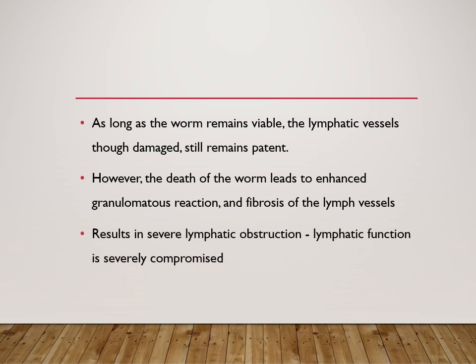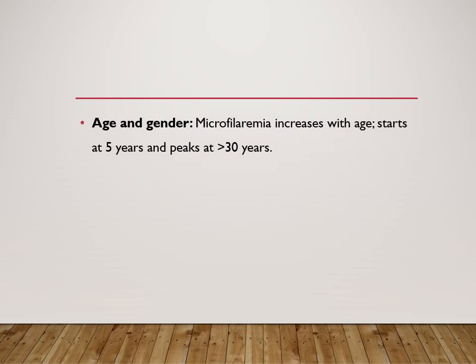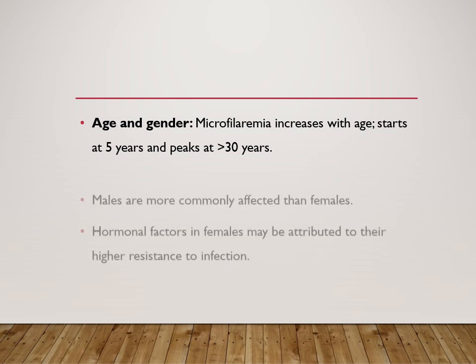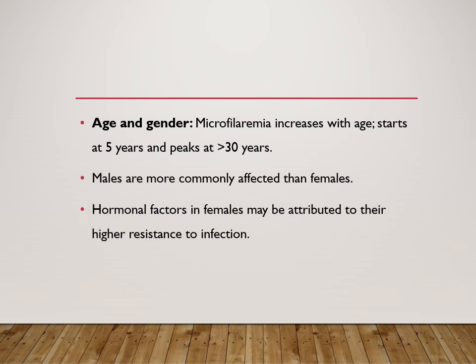So the lymphatic function is mainly compromised. Now, you can say it starts at the age of 5. Infection can occur in any person, but microfilariasis, that means the presence of microfilaria in the blood, is more common in older age. It starts from 5 years and peaks at more than 30 years. Males are more commonly affected. In females, hormones mainly make them more resistant to the infection.